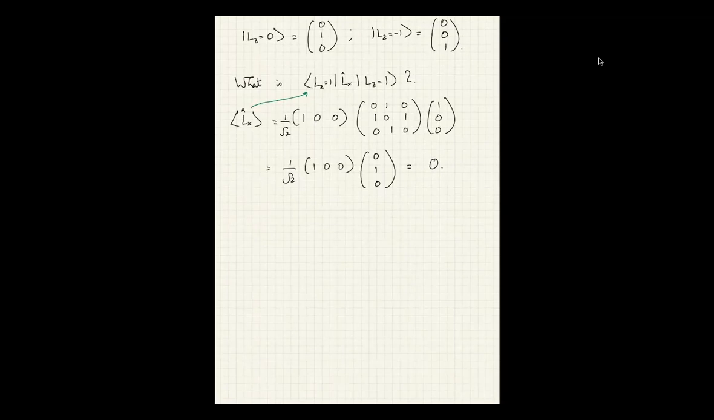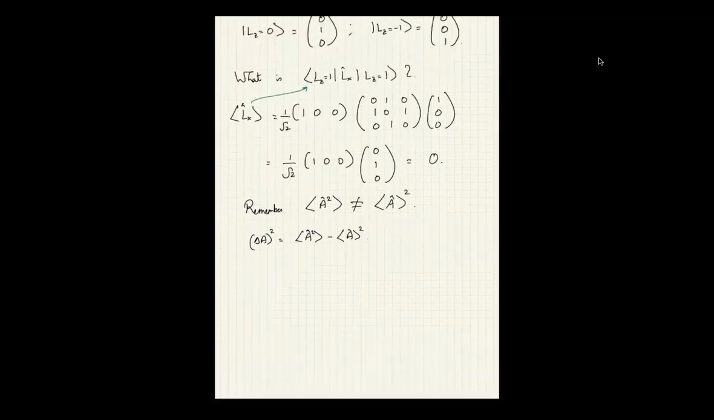Okay. What is the average value of Lx squared? This is a very important point. Just because the average value of Lx is equal to 0 doesn't mean that the average value of Lx squared is also equal to 0. Because remember, the average value of the square of the operator is not equal to the square of the average value of the operator. Okay, these two quantities are in general not equal. In fact, the difference between these two quantities is precisely equal to the variance of this operator. Okay, so let us calculate the average value of Lx square.